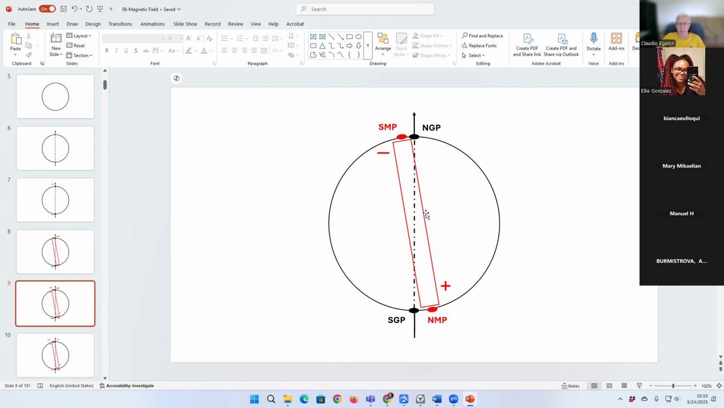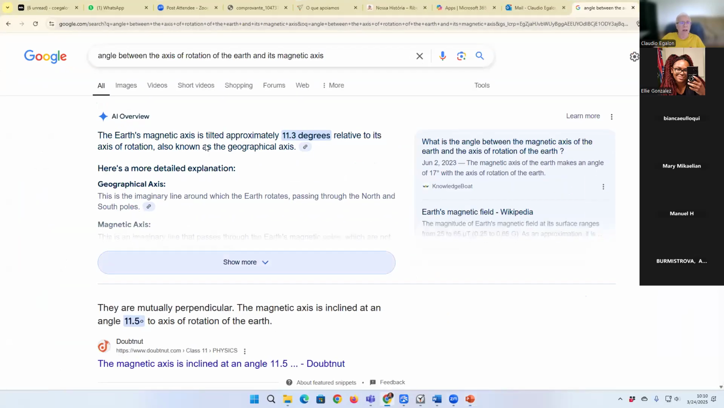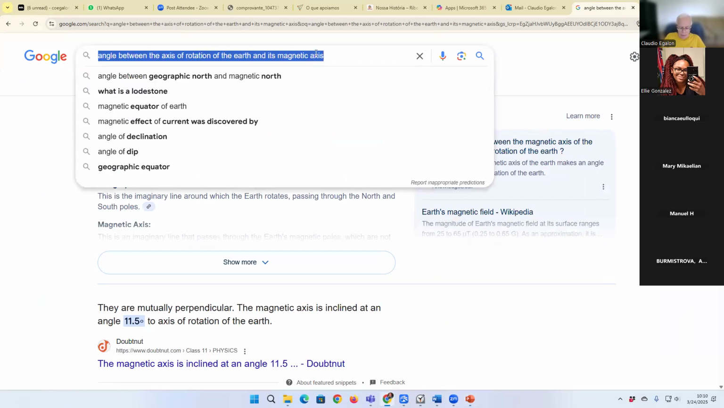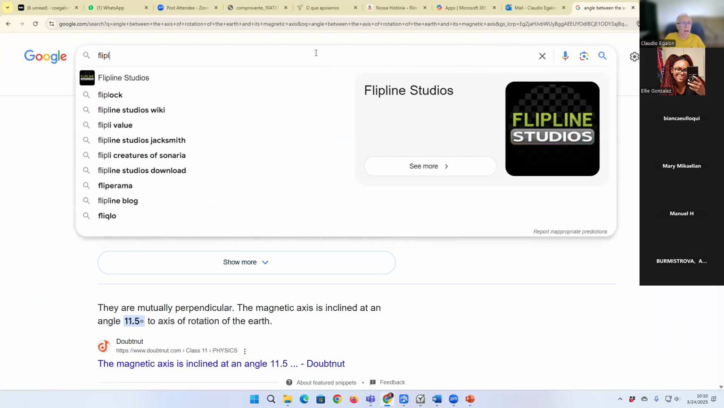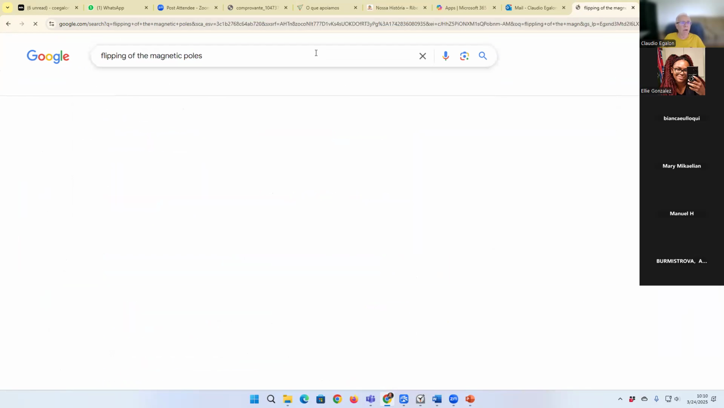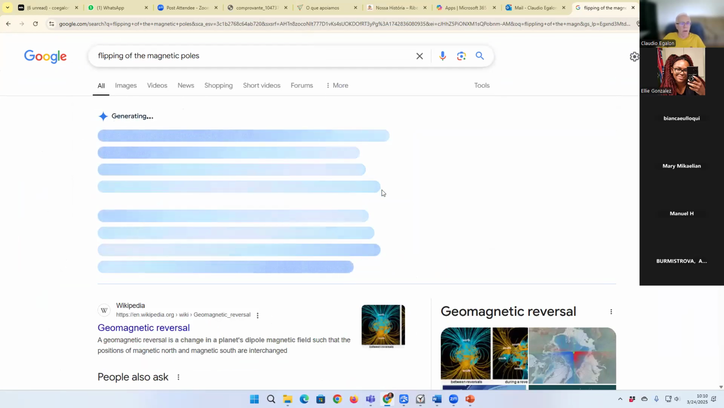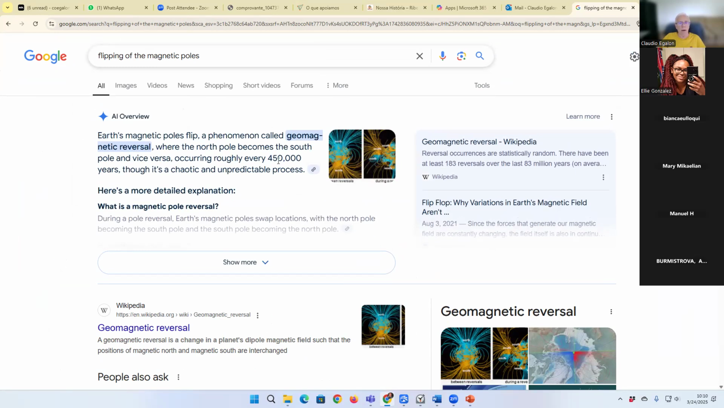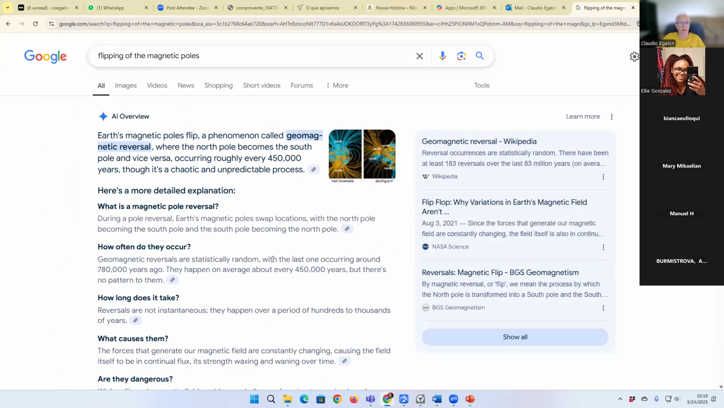And every now and then this polarity of the axis of the Earth changes. We have archaeological evidence that shows something that happened every 100,000 years. Let's take a look at the exact amount of time. Flipping of the magnetic poles. Let's see. Oh, it's 450,000 years, not 100,000, roughly.